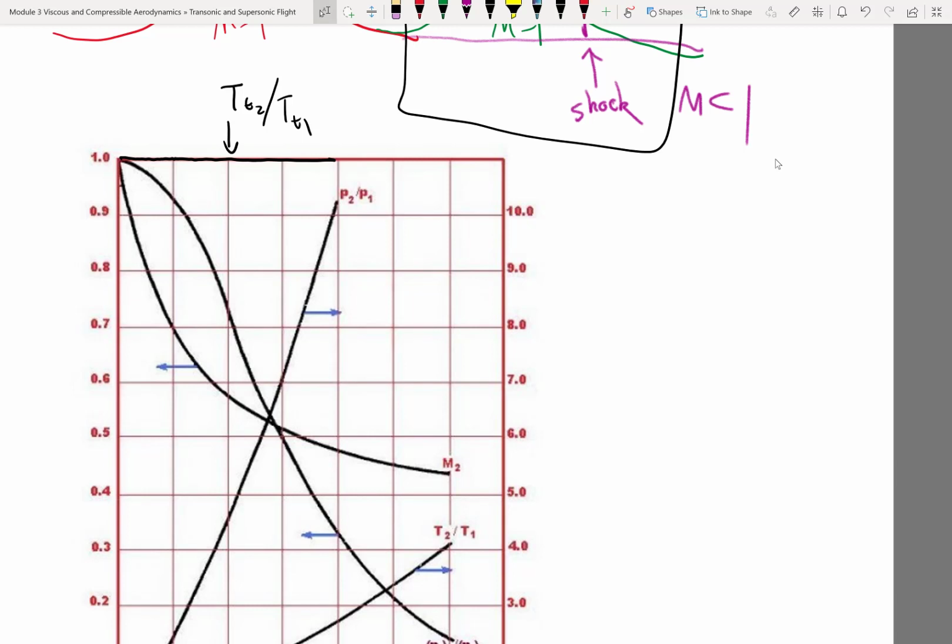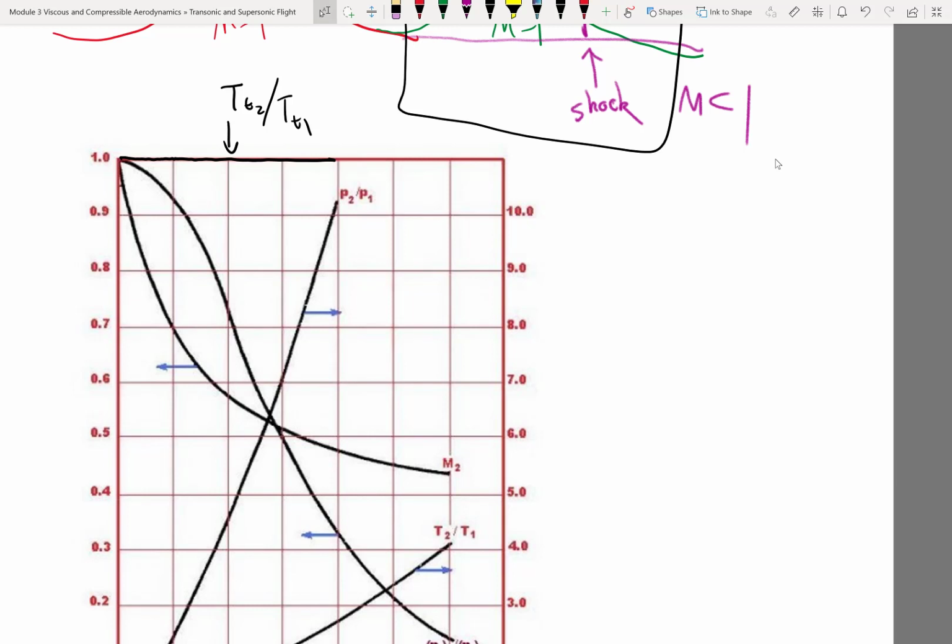All right, and by the way, this line is Mach 1.5. This line is Mach 2, right? So if you have a Mach 2 shock, you have almost a 30% loss in stagnation pressure. All right. Any other questions?